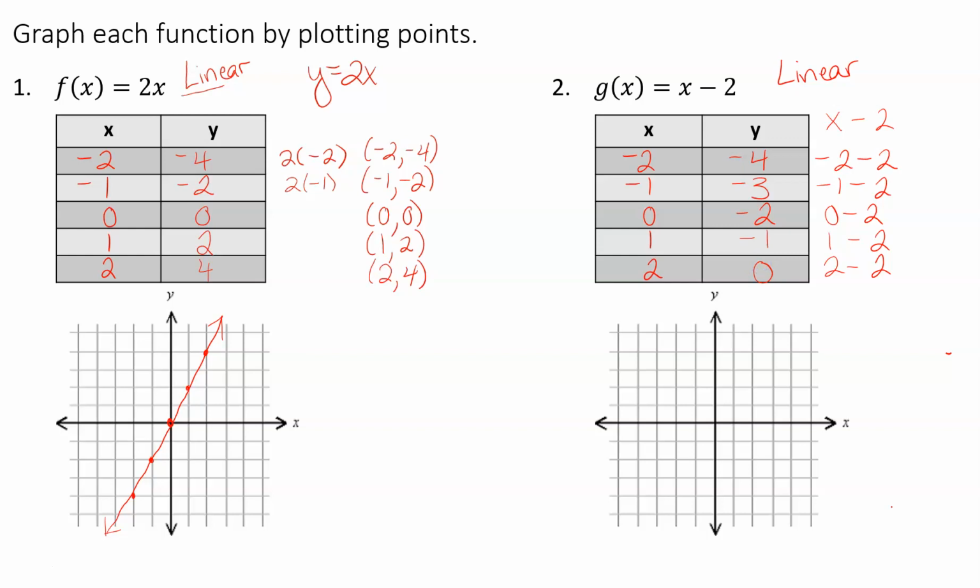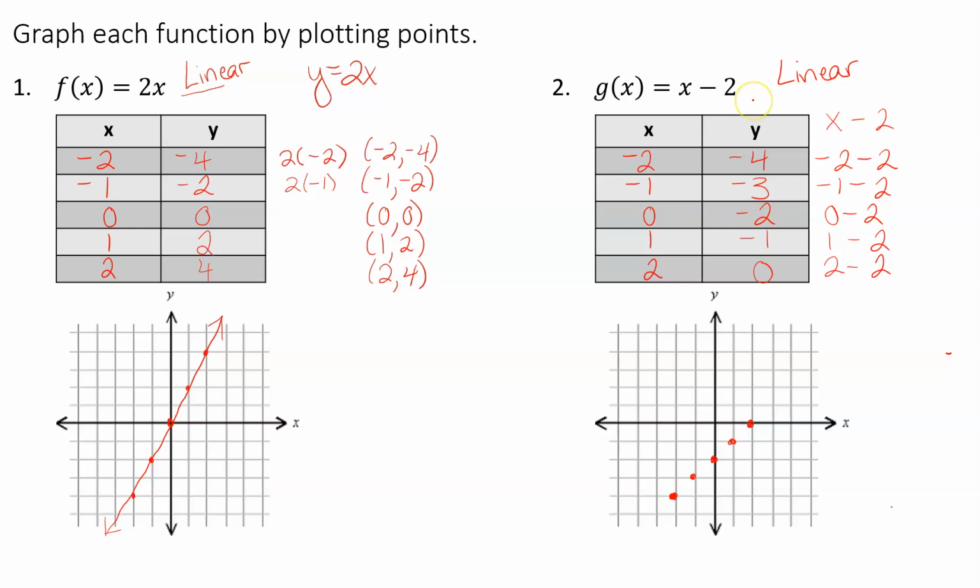Okay, so let's plot those ordered pairs. -2, -4. And then we have -1, -3. 0, -2. 1, -1, and 2, 0.